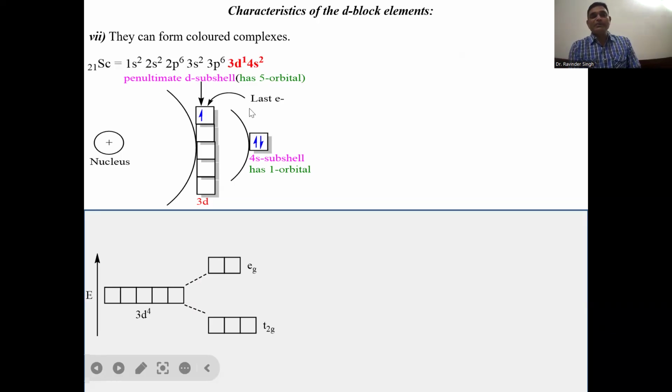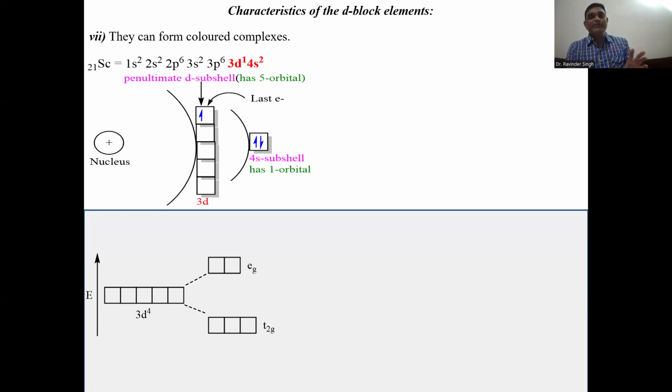As we have written here, the electronic configuration of scandium: the valence configuration is 3d1 4s2. In the ionic state of scandium, there will be only one electron in the d, that is 3d1. So that d electron, if the compound is present in aqueous state or moist state, in the presence of a magnetic field or an electric field.